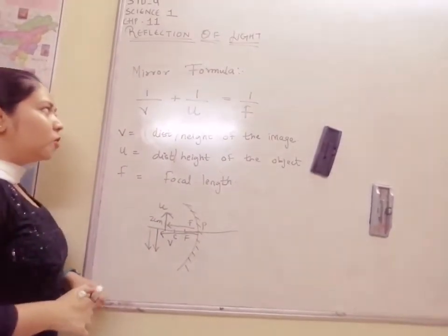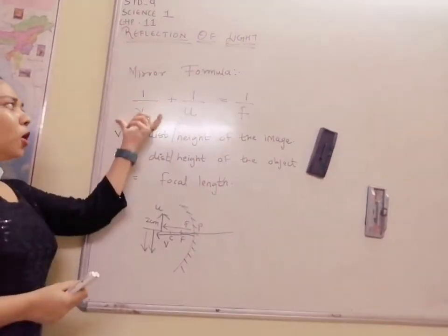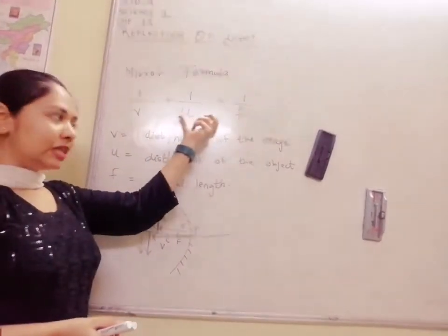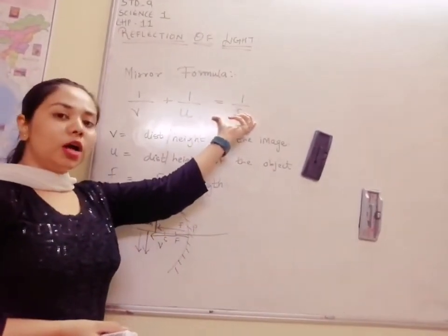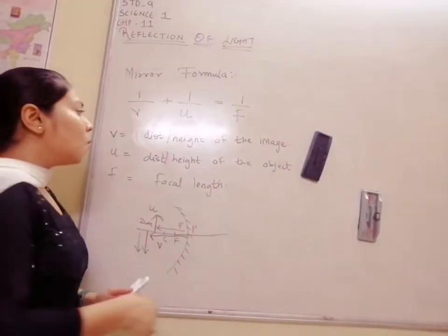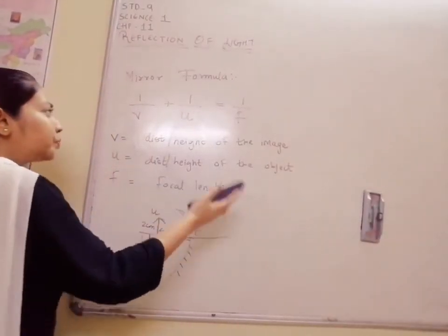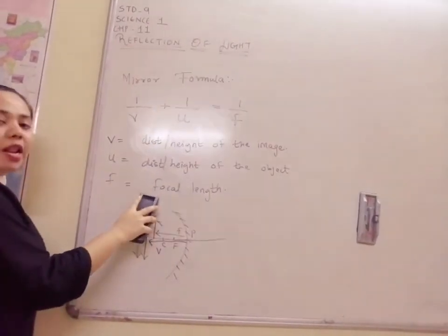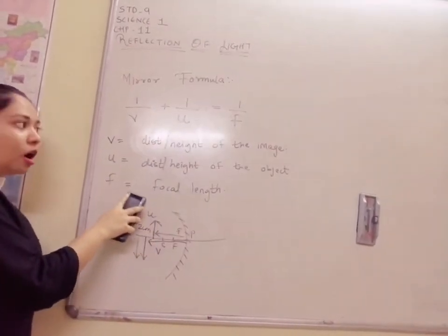And what does the mirror formula say? 1 upon image distance plus 1 upon object distance is equals to 1 upon focal length. Okay, so this is my mirror formula.